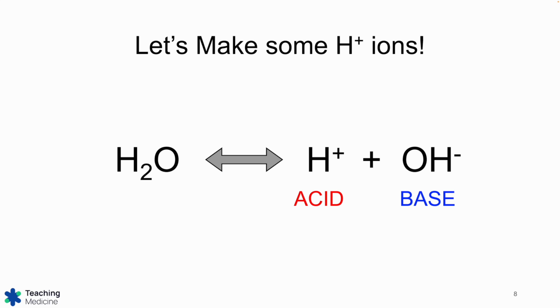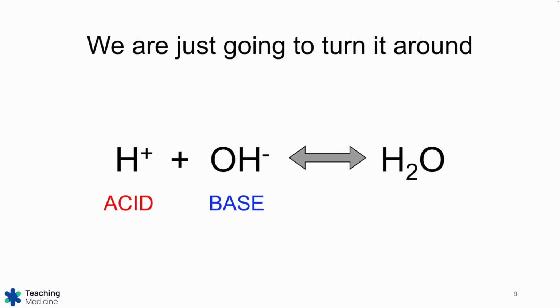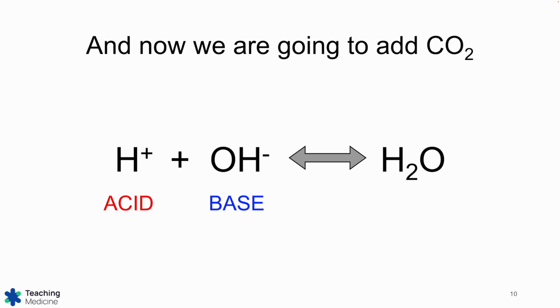So remember, water, H2O, breaks down into hydrogen ions and hydroxyl ions. And we're going to just turn this around so that the hydrogen and the hydroxyl are now on the left-hand side of the equation and the oxygen is on the right. And now we're going to add carbon dioxide. And this is the only change we're ever going to make to this equation. So it's not going to get any more complicated than this.